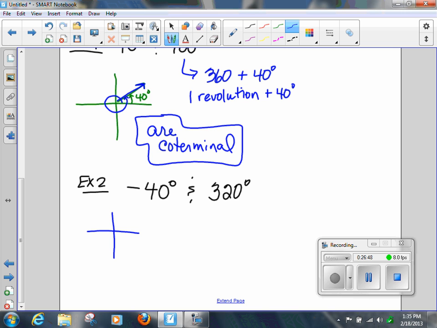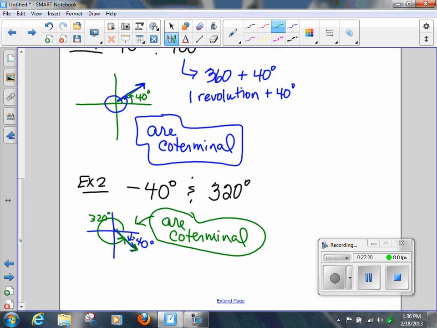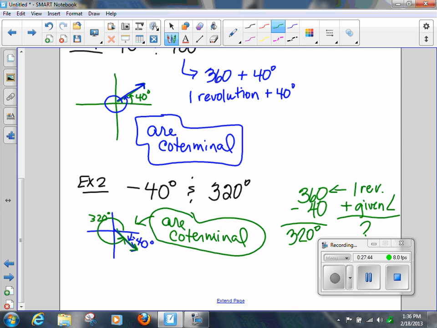So when I draw negative 40, I'm going to rotate which way? Down. There's my negative 40 degree angle. What am I going to do for my 320? I'm going to draw my rotation up, but it's going to land where? Same place. Are they coterminal, yes or no? Yes. Mathematically, how could I do this? They are coterminal, based on my picture. 360 minus 40. One revolution minus, or add, it's actually adding the angle we're given plus the given angle, determines whether they are going to be coterminal or not. Correct?